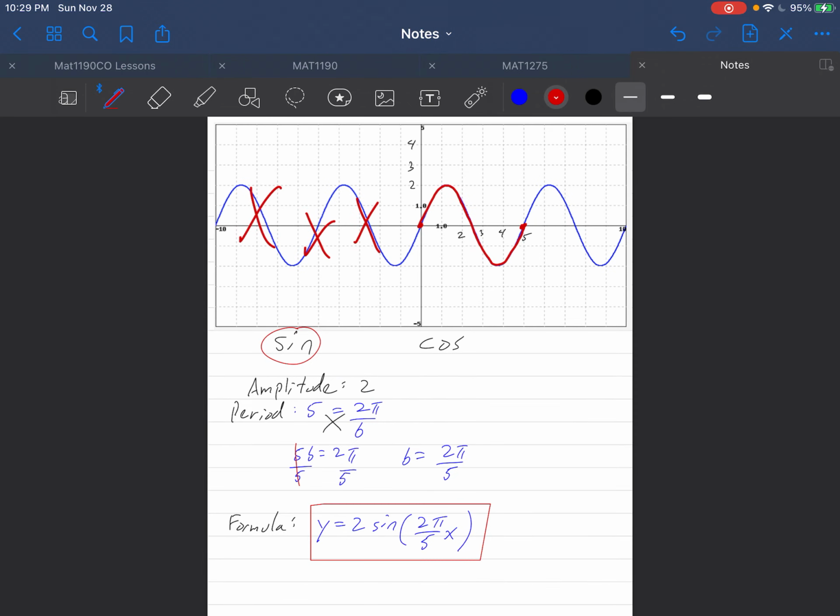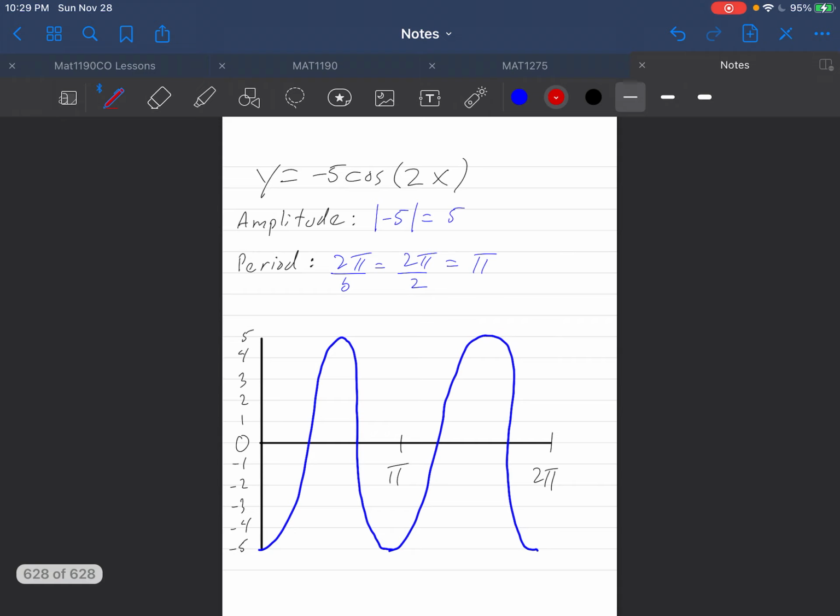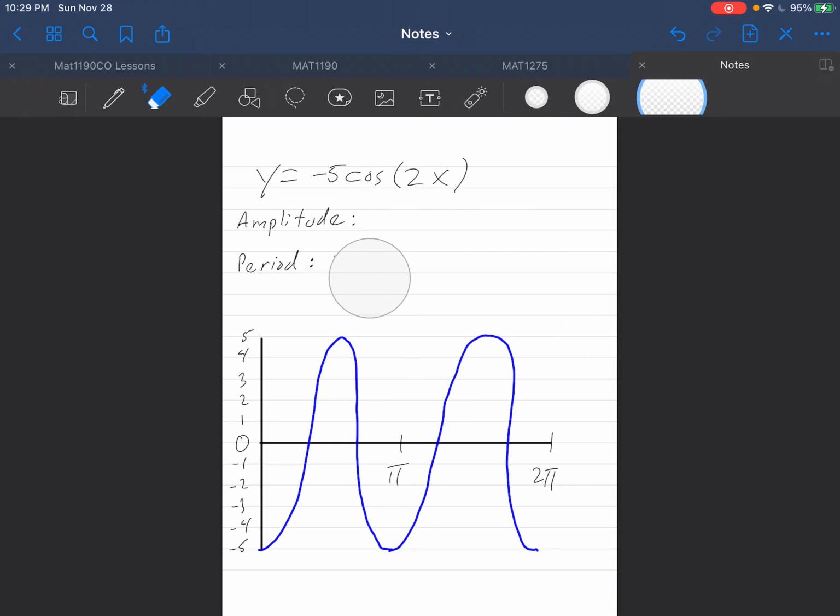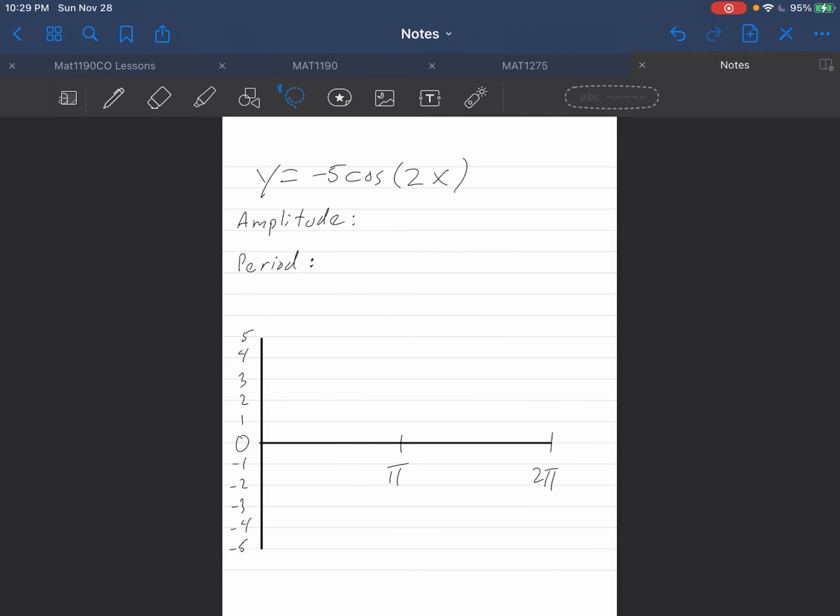All right. So let's look at, I'll erase all this. Let's look at, from the start, a function like -5 cosine of 2x. We can identify the amplitude as 5. We can identify the period, 2 pi over b, is equal to 2 pi over 2. Right? So if we reduce this, we're going to get a period of pi units.